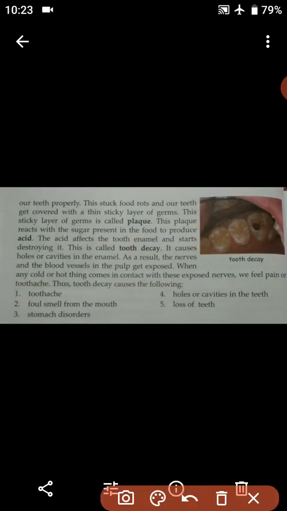This stuck food rots and our teeth get covered with a thick sticky layer of germs. So students, the food item that is stuck between our teeth will rot, and it will be covered with a sticky layer of germs. This sticky layer of germs is called plaque. Here in the image you can see this is a tooth decay. This sticky layer of germs is known as plaque.